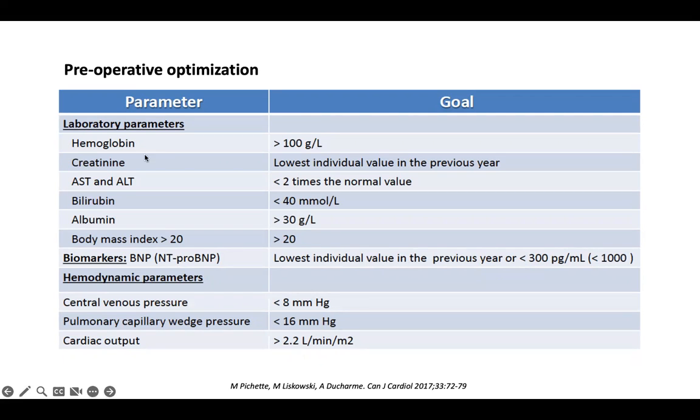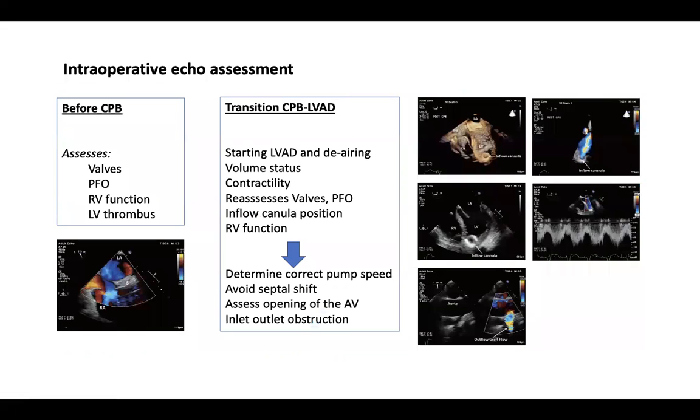Again, you have to aim for a good hemoglobin, normal hepatic function, and etc. So you will have all of these. Most important are the hemodynamic parameters with a low CVP. It's really important. Just a couple of words: I won't go over the detail of the surgical technique for MCS.